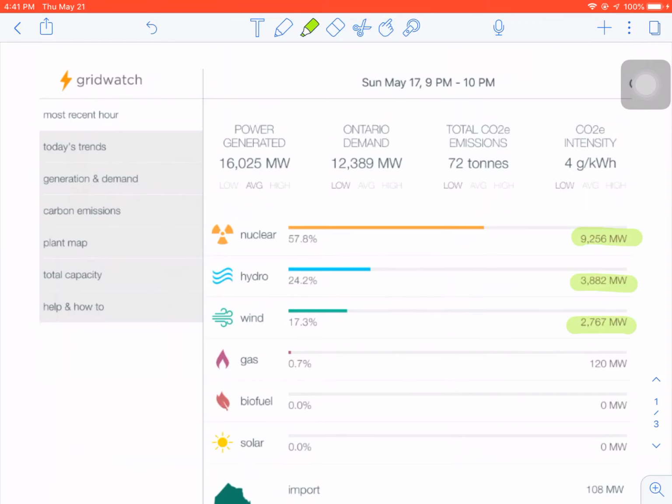These things will change. Again, it was dark, so there was nothing from solar at that point in time. Hydro changes depending on the time of day, and the percent that nuclear contributes, again, will also fluctuate from day to day.